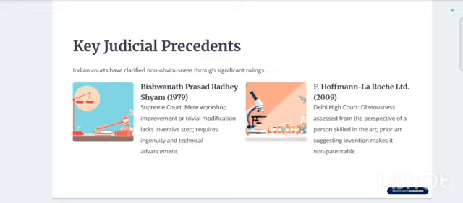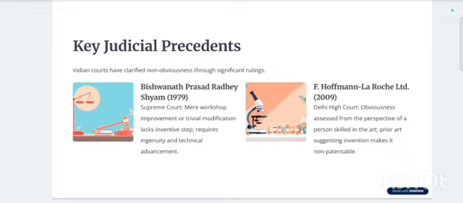In another case, F. Hoffmann-La Roche Limited versus Cipla Limited in 2009, the Delhi High Court examined the validity of a pharmaceutical patent and observed that obviousness must be assessed from the perspective of a person skilled in the art. The court emphasized that if prior art clearly suggests the invention, it cannot be regarded as non-obvious. This case is particularly significant in the context of pharmaceutical patents.